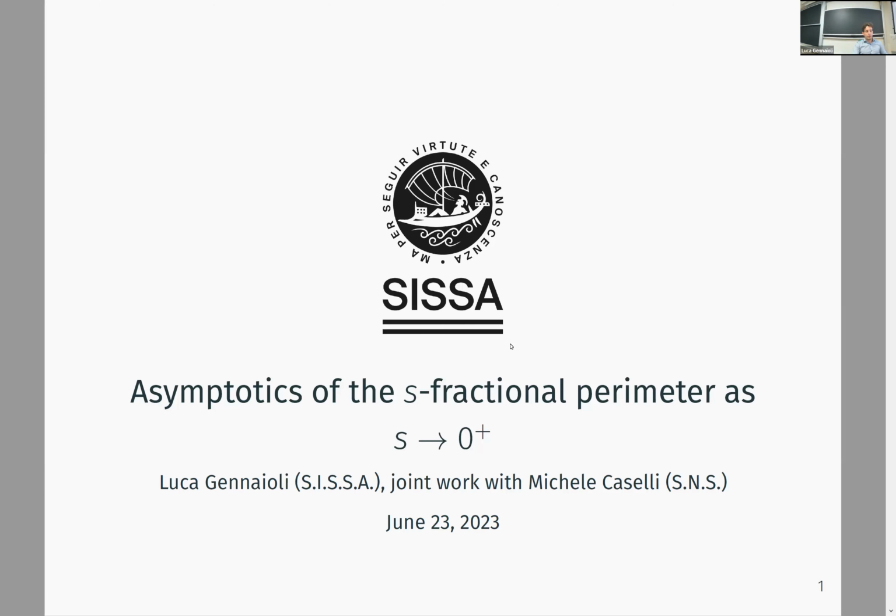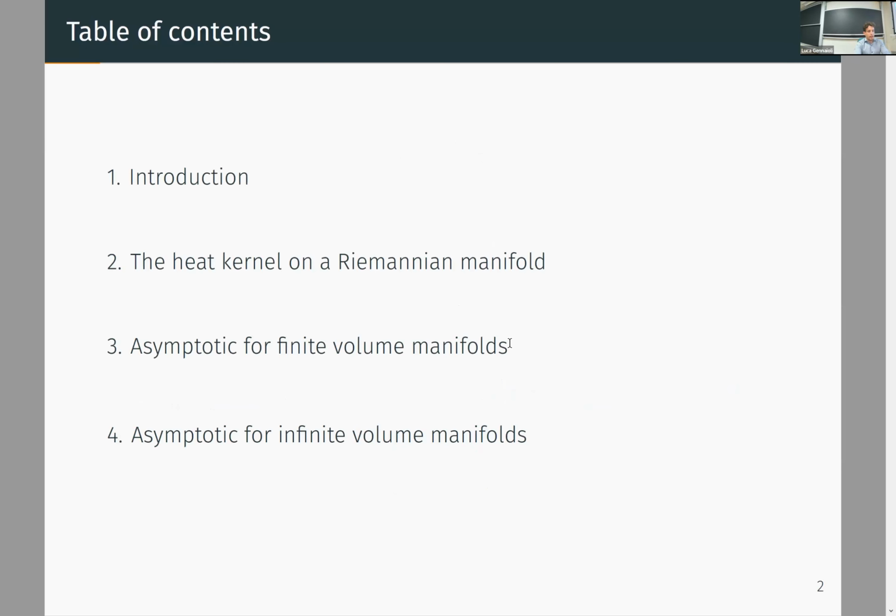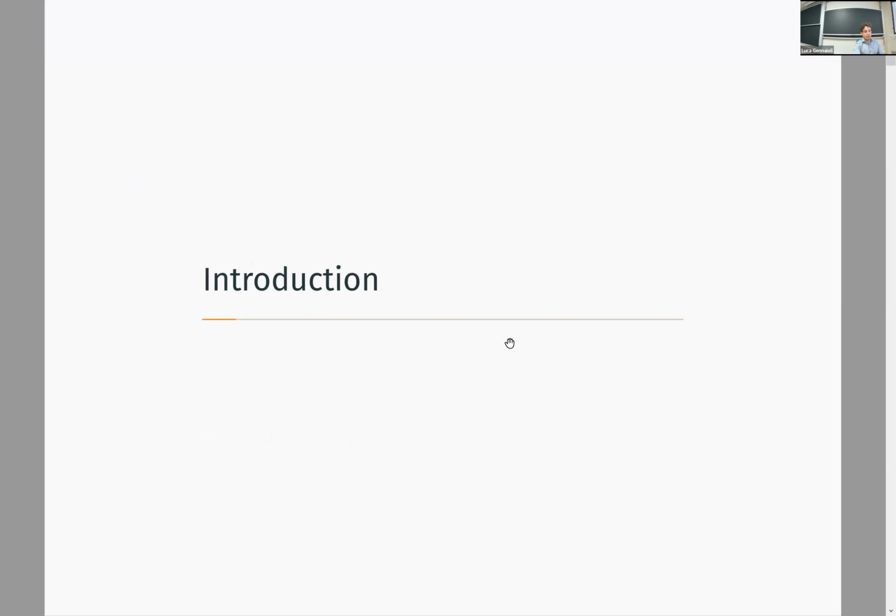Thank you for the introduction, Simone. This work is a joint collaboration with a friend of mine, Michele Caselli, in Scuola Normale. The plan of the talk is quite simple. First, I will give you a brief introduction of what a fractional perimeter is and the main idea behind the results, the heuristics. Then I decided to stick to a slightly more transversal topic, which is the heat kernel on a Riemannian manifold, which I think may be useful also to those who are not interested in fractional calculus. And then in the last two sections, I am going to present the result we obtained with Michele. So let us start with the introduction.